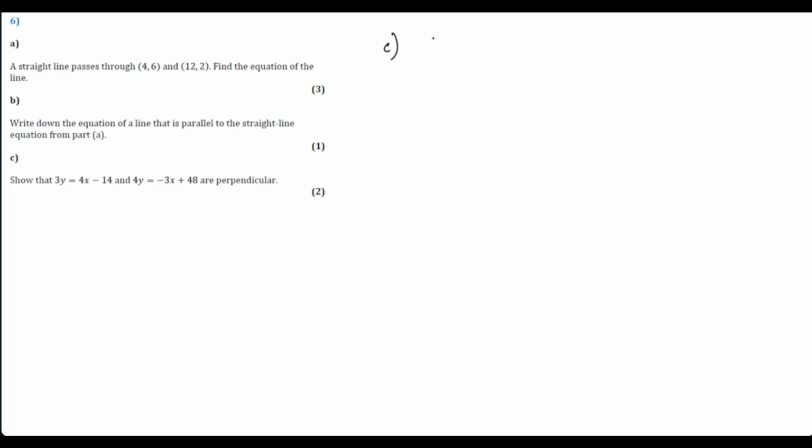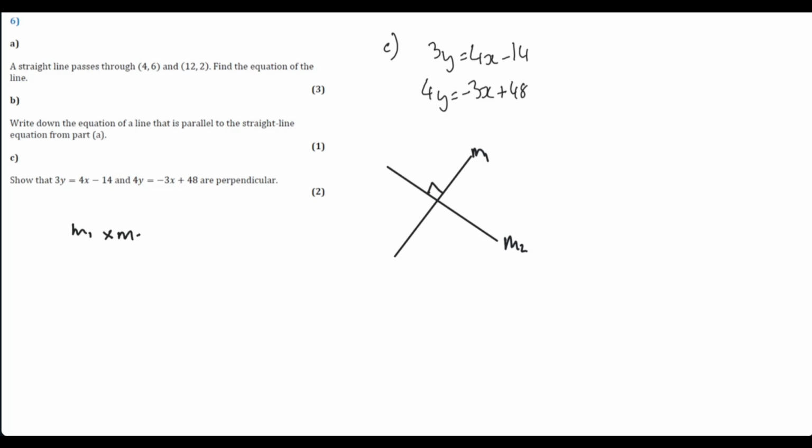Part C, show that 3y equals 4x minus 14 and 4y equals minus 3x plus 48 are perpendicular. Okay, now when we're dealing with perpendicular lines, just a very quick example. If we have two lines that are perpendicular, that's going at right angles to each other. Now the rule here is that if we have two gradients, m1 and m2, if we multiply them together, we get a product of minus 1. But in order to read the gradient correctly, I need to put both in the form y equals mx plus c. So let's go from equation 1.